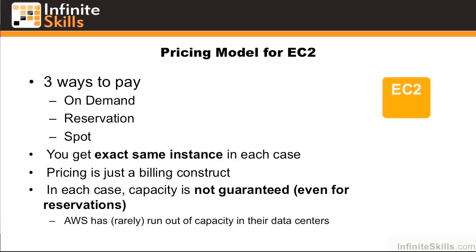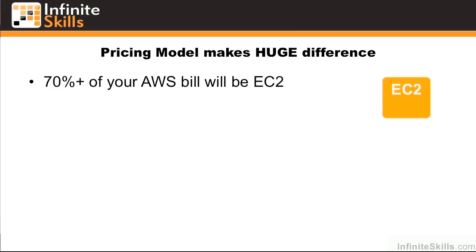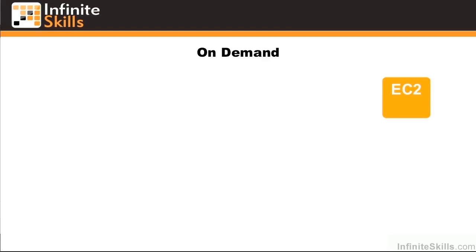Amazon rarely runs out of capacity, but it has happened. The pricing model for EC2 makes a huge difference in your final bill from AWS. Roughly 70+% of your Amazon bill will be EC2. And if you leverage different pricing models, you can pay up to 70% less for the exact same instance.